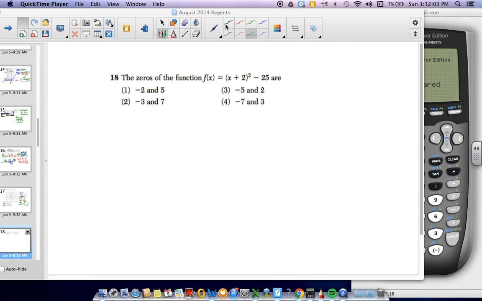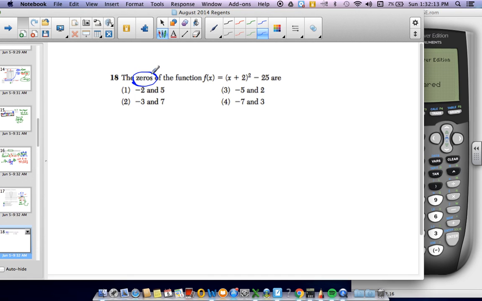Hello everyone. For number 18 on the August Regents, August 2014, we're taking a look at the function f of x, and we're going to find the zeros of that function. So the zeros of the function tells us, or wants us to find, where is this function going to be equal to 0? Where is y going to equal 0 in this graph? Like for what given x values? So the first step here, we're going to go over two ways of doing this.